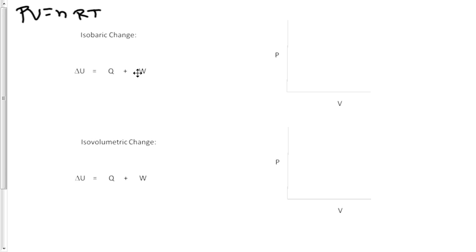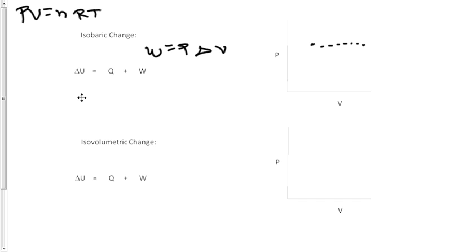So if we have an isobaric change, let's say we start at this position here and end over here, we'll use a dotted line to represent that change. So what we notice is that the pressure stays the same while the volume does change. Now, of course, we will have pressure volume work, and work is just going to equal pressure times the change in volume.